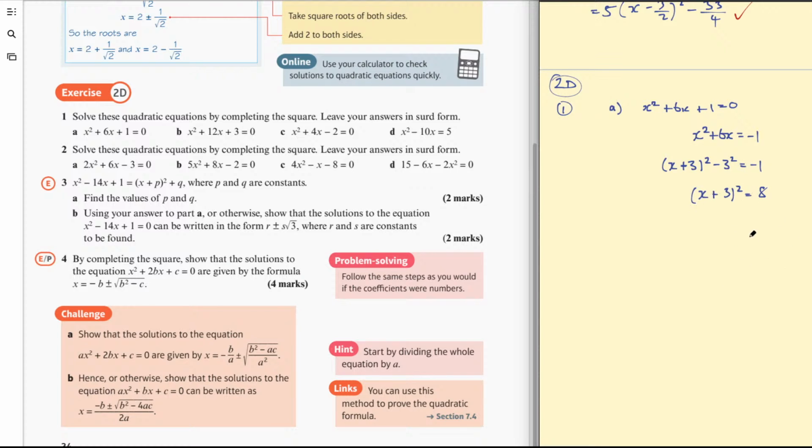Then take the square root of both sides. We'll have x plus 3 on the left and positive or negative root 8 on the right. And then x is going to equal positive or negative root 8, take 3. And actually usually we write it the other way around, so I should have written this as negative 3 plus or minus the square root of 8. And those are your solutions.